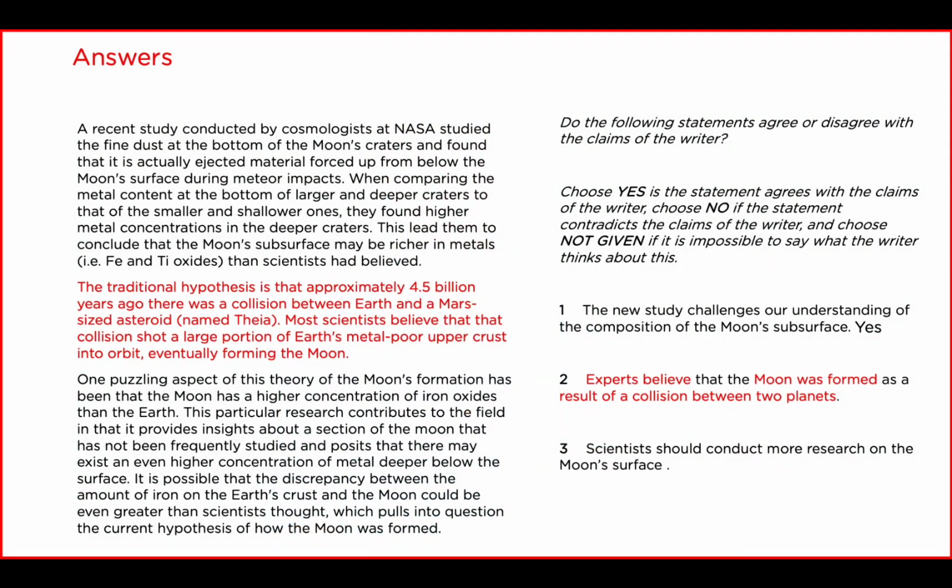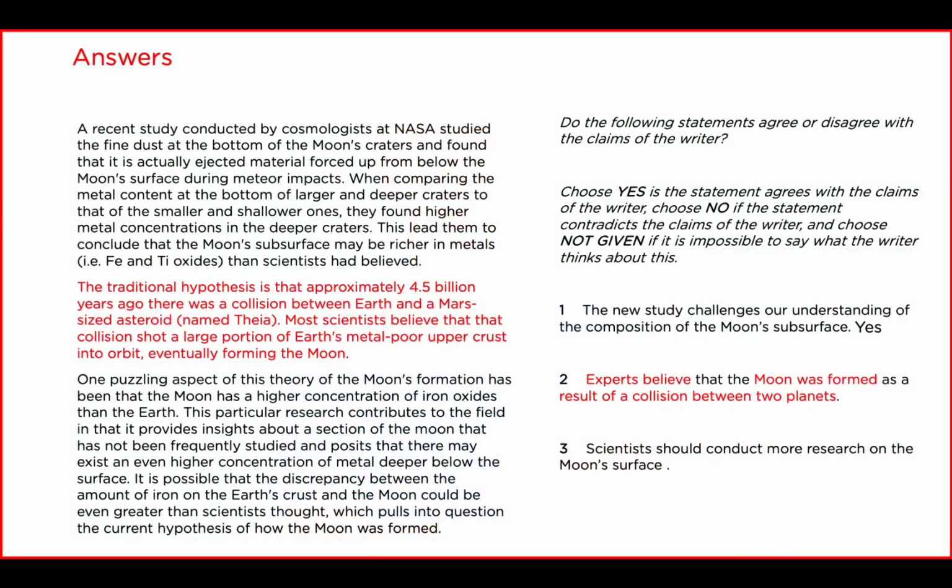Okay, let's take a look at the answers here. So, experts believe that the moon was formed as a result of a collision between two planets. The paragraph says, the traditional hypothesis is that approximately 4.5 billion years ago, there was a collision between Earth and a Mars-sized asteroid. Let's read the statement again. Experts believe that the moon was formed as a result of a collision between two planets. Well, it said that there was a collision between Earth and a Mars-sized asteroid. There's something going on there. There's a contradiction. Therefore, we're going to write no.